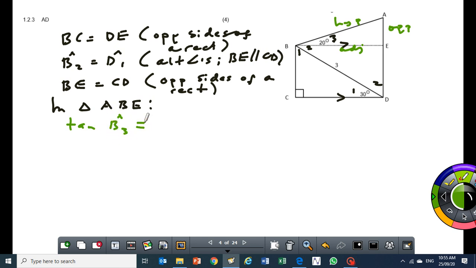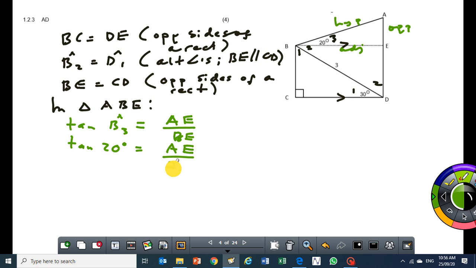is equal to, please, I'm writing down based on how I named the angles. So you can also call this B3 angle ABE. I hope that your grade 8 and 9 teachers taught you how to name angles. So no one should be surprised about what I'm writing down. Tan B3 is equal to the opposite side, which is AE over BE. Then I'll substitute, so it will be tan 20 degrees is equal to AE over BE.